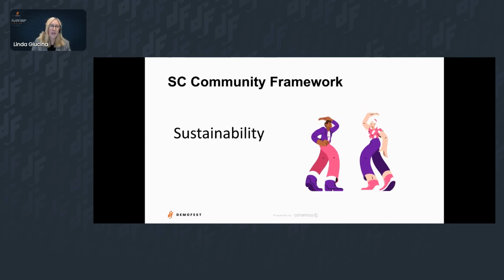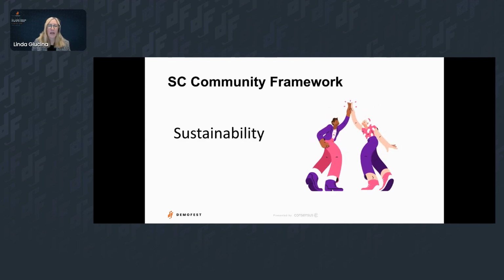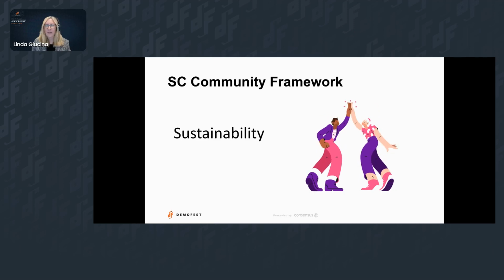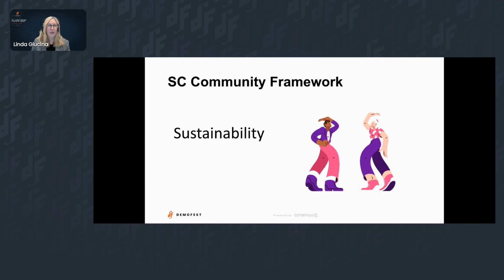So sustainability is about developing a plan for sustaining that community over the long term. So how will you continue to attract and engage people? People come and go. So you might set it up wonderfully at the beginning and it's all going well, but then people leave, your sponsors leave. So how will you support that long-term sustainability? What resources do you need?